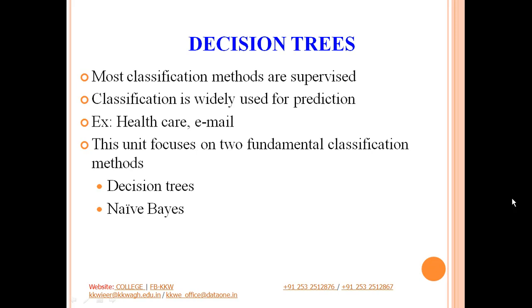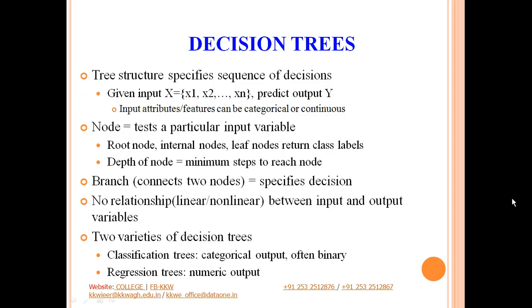In this unit number 4, we will be mainly focusing on two fundamental classification methods. The one is decision tree and the other is naive Bayes classifier. So in this particular lecture, we will be focusing on the first one, that is decision trees. So what is this decision tree basically? As the name tells you, it is a tree structure that helps you make decisions.